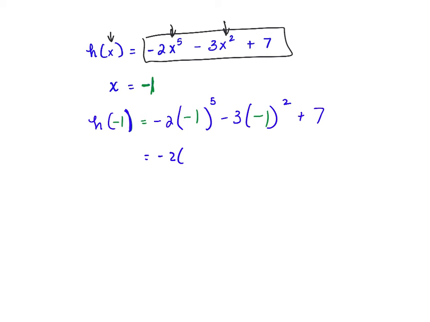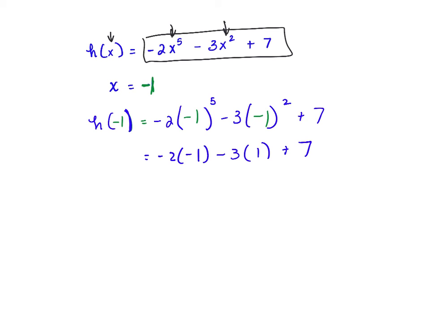Negative 1 times negative 1 times negative 1 times negative 1 times negative 1, that, I believe, is going to give me a negative 1. It's an odd number of negatives multiplied together, so you get a negative. Here I got an even number. I'm squaring. Negative 1 times negative 1 is positive 1. So I've taken care of my exponents.